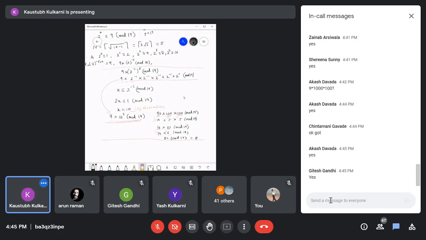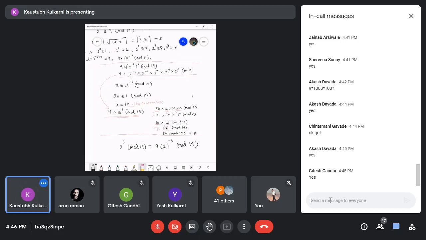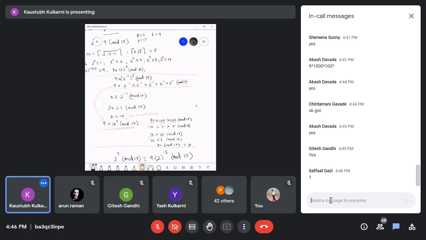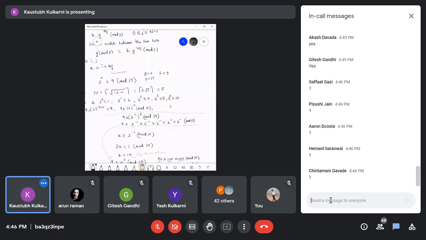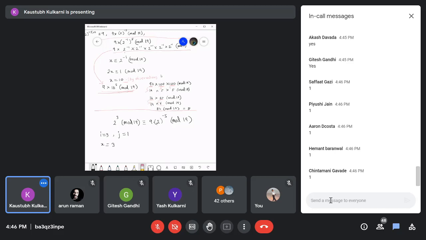Does anyone have any questions? We found the match. 2 raised to 3 mod 19 is congruent to 9 times 2 raised to minus 5 mod 19. So i is 3. What is j? j is 1. Now calculate your x. x is i plus nj, which is 8.